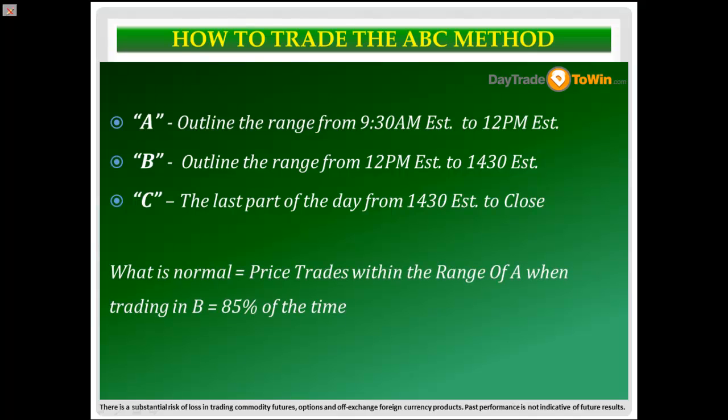Now, what's normal, typically, and this occurs in every single market and any session as well, is that price trades within the range of A, the first part of the day, about 85% of the time when it comes to the B. So if you outline the range of A, the first 2.5 hours, when B rolls along, I expect 85% of the time for the market to get stuck there.